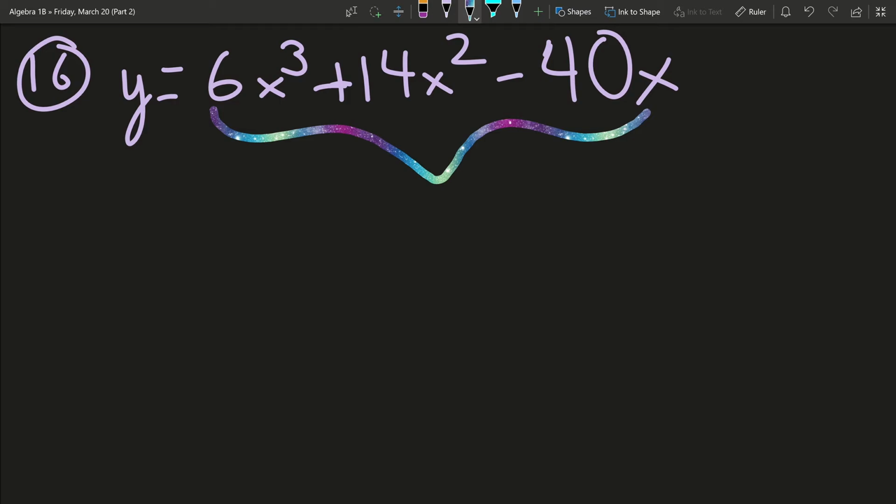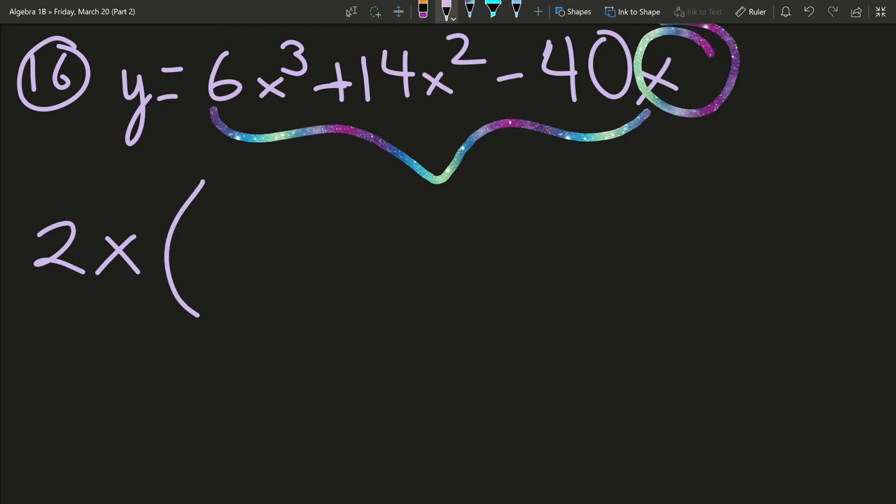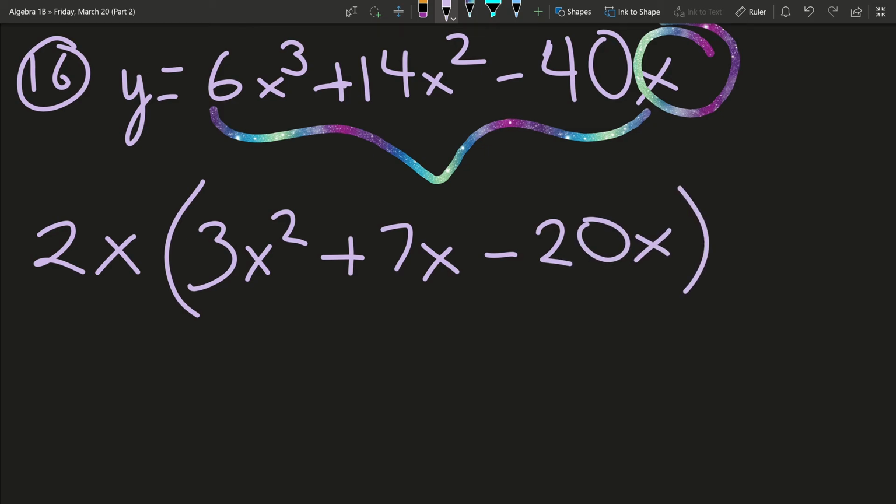From 6, 14, and negative 40, the biggest we'd be able to take out is 2. And the biggest variable we'd be able to take out is this x over here. Sorry. So we're left with 2x. But now we need to divide 2x out of this entire equation. So now, 6x to the power of 3 divided by 2x is 3x squared. 14x squared divided by 2x is 7x. And negative 40x divided by 2x is negative 20x. Oh, no. It should be negative 20.